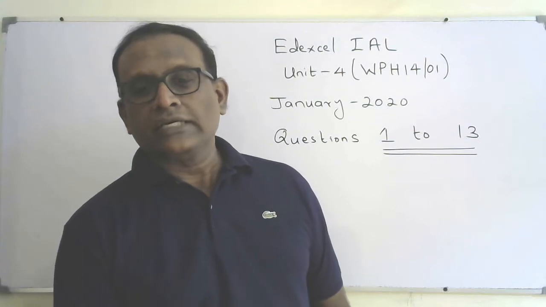Okay, now we'll go to the questions. First question, Unit 4 paper, January 2020. A neutron can decay to produce a proton. Which of the following equations correctly shows neutron decay? There are four different decay equations given. We need to find the correct one.